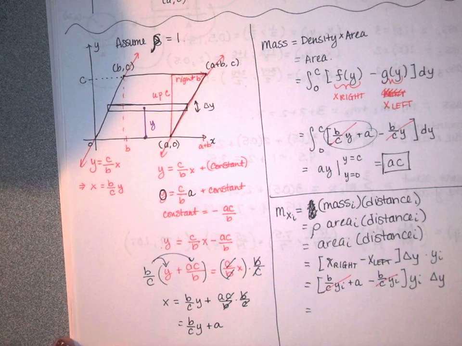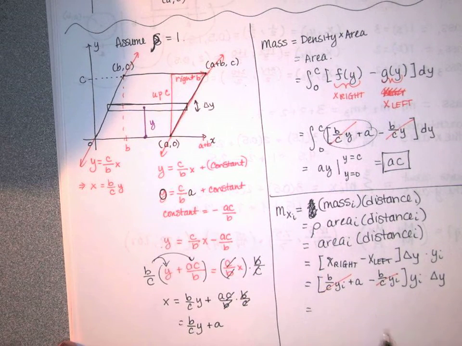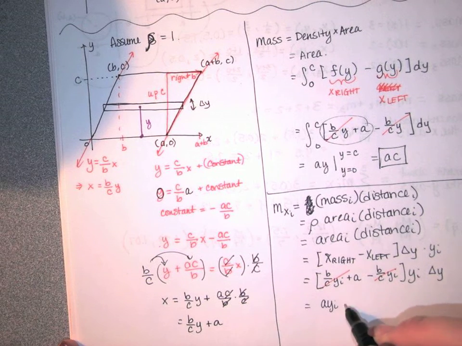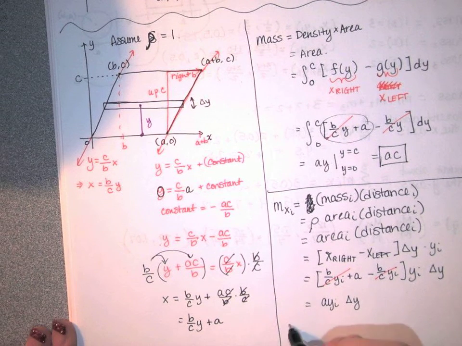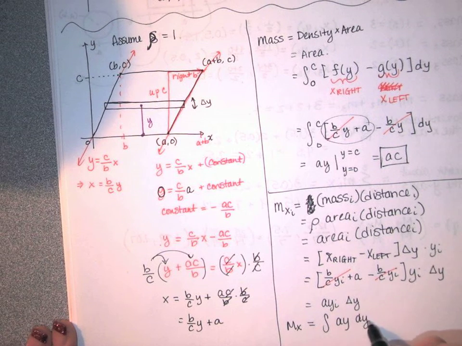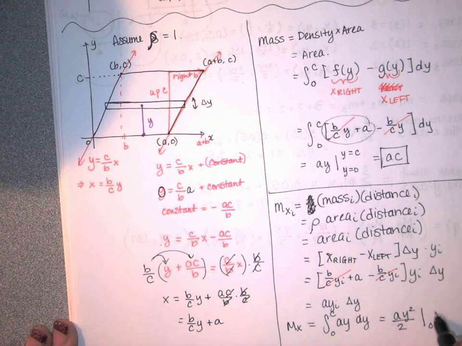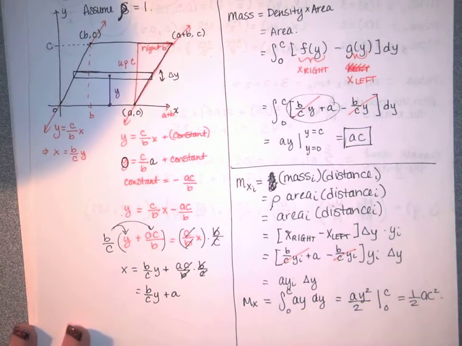So the moment about the x-axis for this particular rectangle is just a times y, and we're multiplying by delta y. So the moment about the x-axis for the whole thing is just the integral of ay with respect to y, and we're integrating from 0 to c. So we bring our constant down, add 1 to the exponent, divide by the new exponent, plug in 0 and c and subtract, and it looks like we get 1/2 ac squared as our moment about the x-axis.